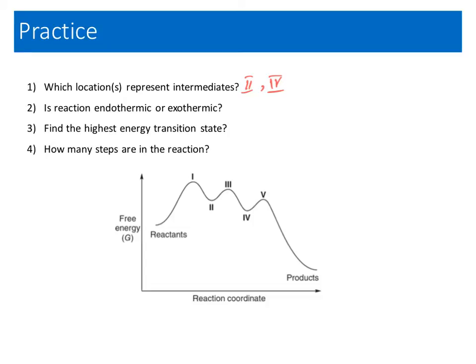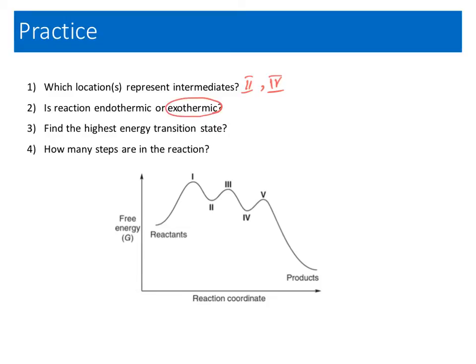The second question is asking whether the reaction is endothermic or exothermic. To answer such a question, we need to look at the energy level of the products and the reactants. Products are more stable than the reactants, therefore the process is exothermic. We already talked about that.